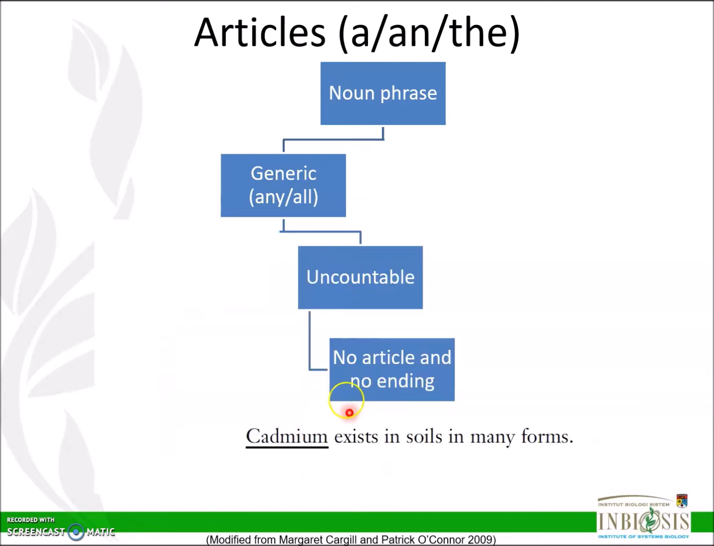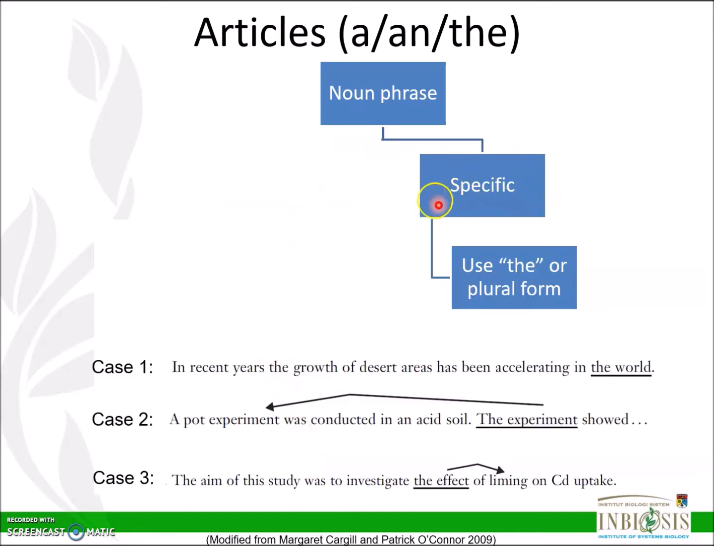For generic uncountable nouns, no articles or ending are needed for that noun. For instance, cadmium exists in soils in many forms. Cadmium is an uncountable noun, and hence stays the same in any context. Other common uncountable nouns include liquids such as water, or subjects such as science or chemistry, etc. Now, for specific noun phrases, the noun is now pointing to a particular referent. Let us consider these 3 examples.